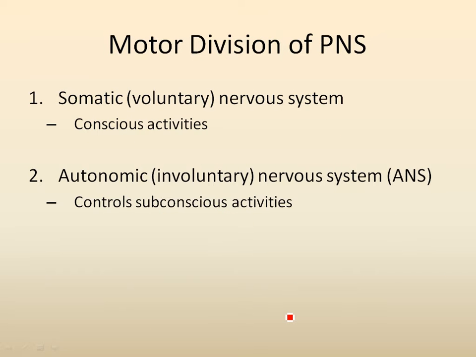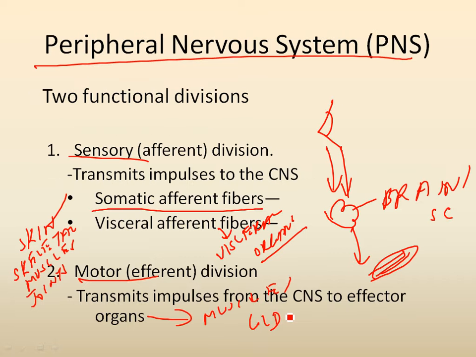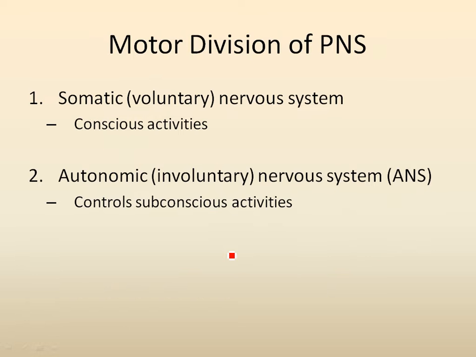Now we're talking about the motor division of the peripheral nervous system. Let's go back to this slide and see the motor division. We'll talk more about this motor division. Okay. So the motor division are two. Once again, just to recap, the eye sees, sends the message to the brain, and the brain sends the information to the muscles. Remember? Well, in this case, we are talking about this.